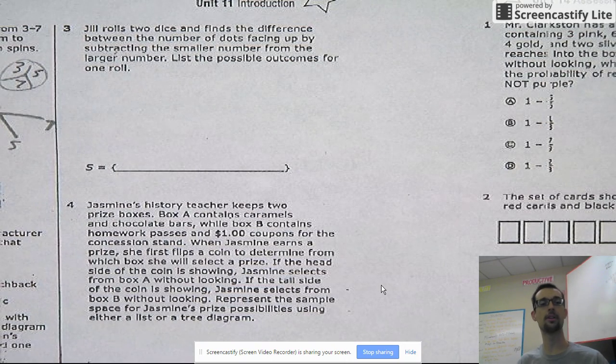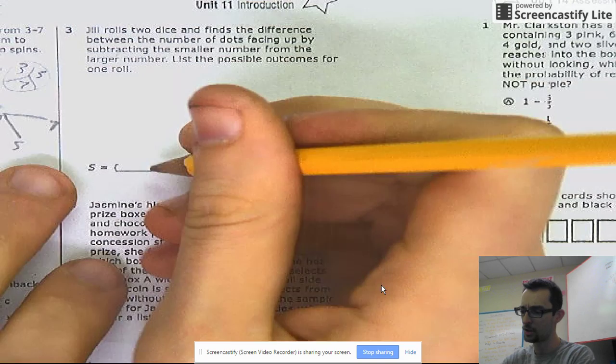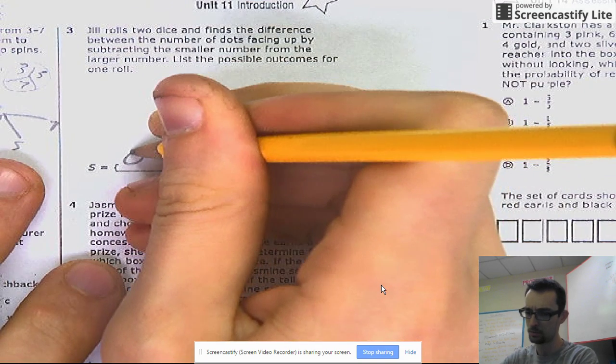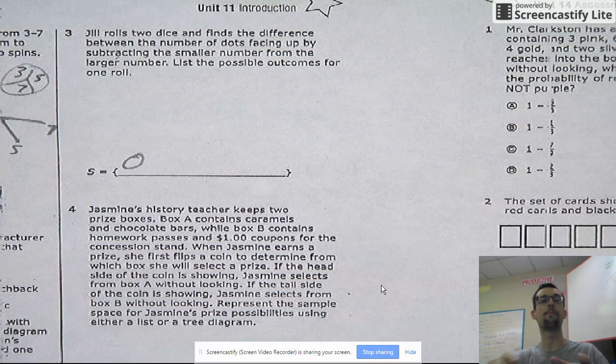Okay, so the smallest difference is going to be, let's see, the smallest. If the numbers are the same, then there's no difference between them, right? If she rolls a 2 and a 2, then the difference would be 2 minus 2, which is 0. You can't get any smaller than 0 because you're always taking the smaller from the larger. You can't do negatives here. So the smallest difference between two numbers she'll be able to get is 0.